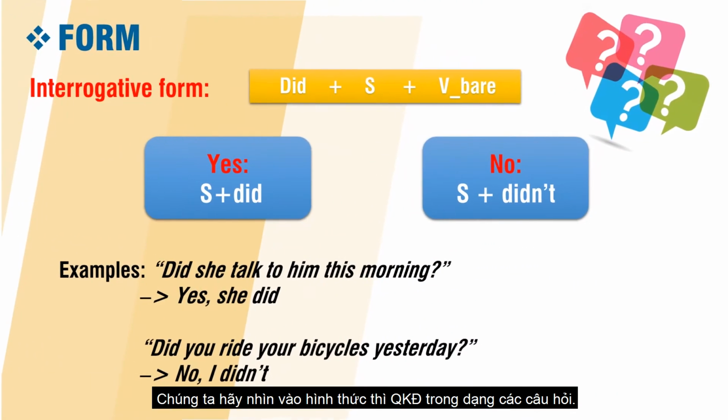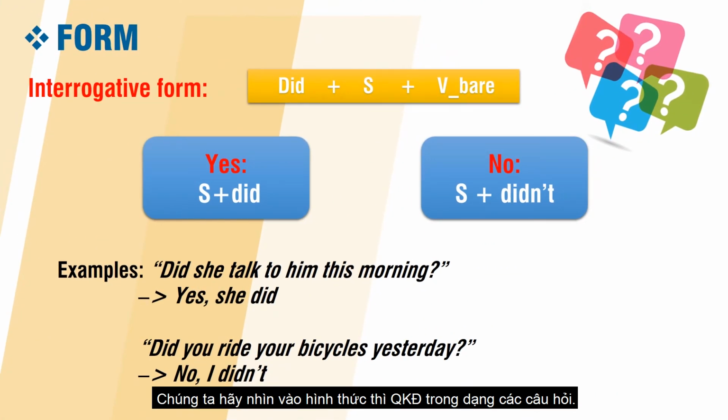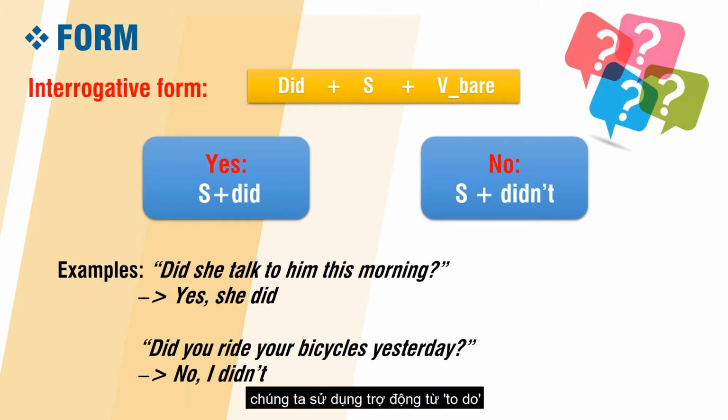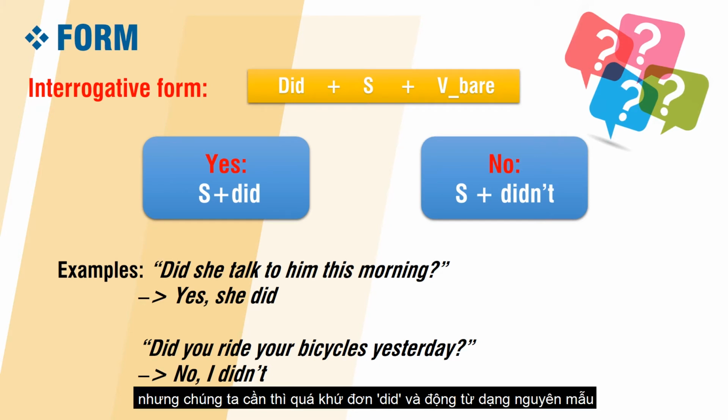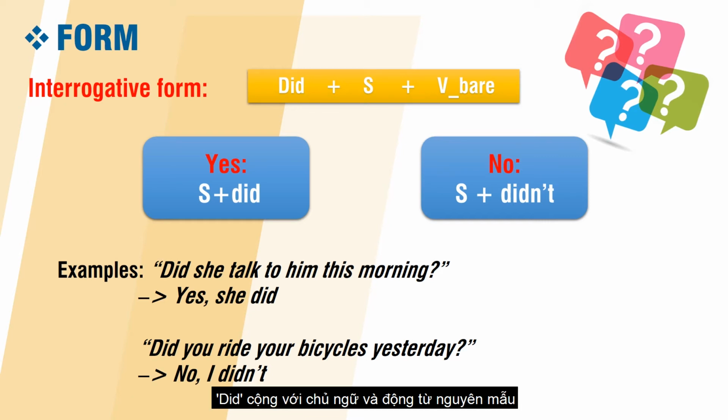Let's have a look at the past simple in questions. For all verbs, regular and irregular, we use the auxiliary verb to do, but we need the past simple tense, which is did, and the infinitive form of the verb. Did plus subject plus the infinitive form of the verb. For example, did she talk to him this morning? Or did you ride your bicycles yesterday?